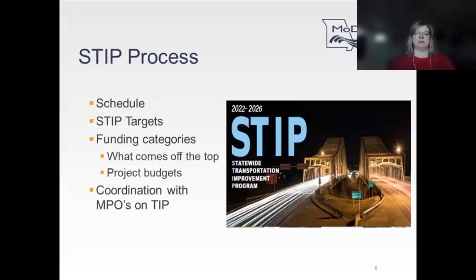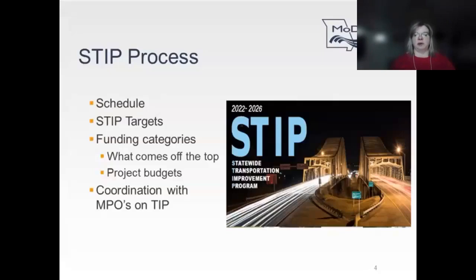Once the final STIP target packet is developed and shared with the districts, staff begin adding and updating projects in the TMS application, STIP Information Management System, commonly known as SIMS. This typically happens from December through February, and then the first week of March, we lock the system down to prohibit any further changes to the projects.